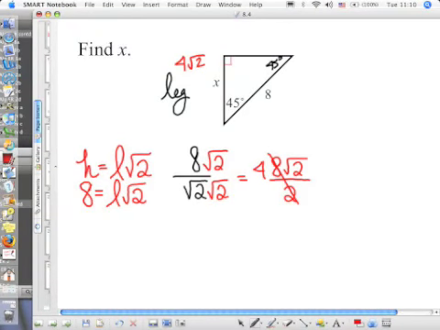How do I find the leg? How do I isolate this L? I divide by the square root of 2. And then I take my radical and I fix it.